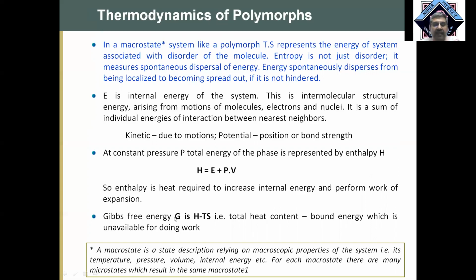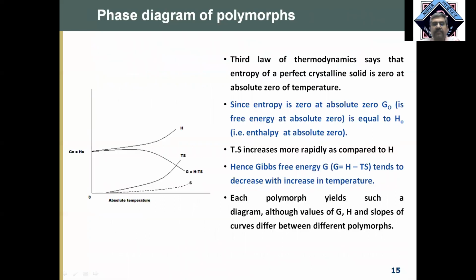Gibbs free energy, that is G, is denoted by H minus TS. H is the enthalpy and TS is the measure of entropy. That is total heat content minus the bound energy which is unavailable for doing work. Initially, we had mentioned a term macrostate system. A macrostate is a state description relying on macroscopic properties of the system, that is, its temperature, pressure, volume, internal energy, etc. For each macrostate, there are many microstates which result in the same macrostate.